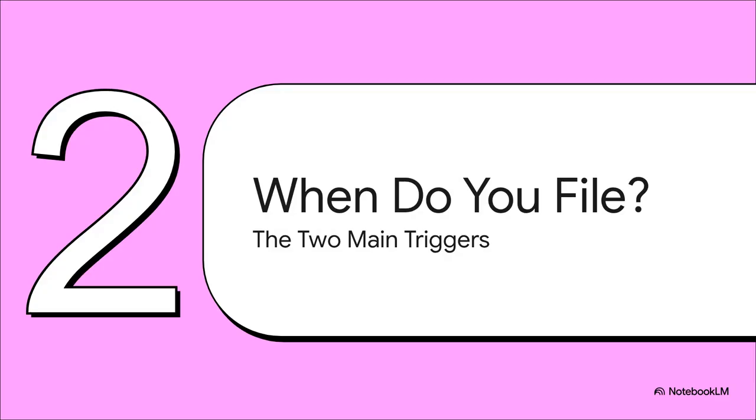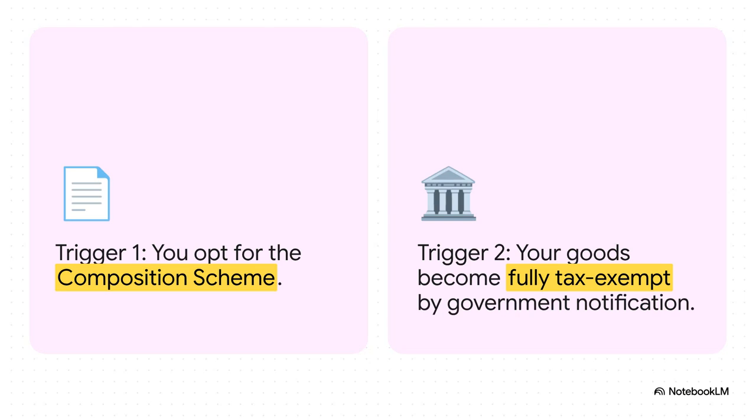Okay, so now you know what gets reversed. The next logical question is, of course, when do you actually have to file this form? Turns out there are two main triggers. Trigger number one is a choice you make. You decide to opt for the composition scheme. Simple enough. Trigger number two is something that happens to you. The government suddenly makes your products completely tax exempt. But see, in both scenarios, the result is the same. You can't claim ITC anymore, which means you've got to give back what you already took.